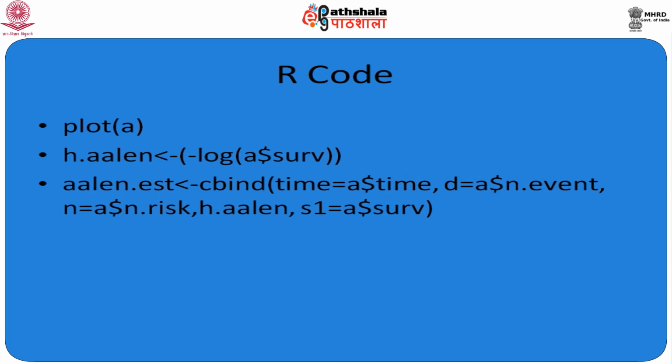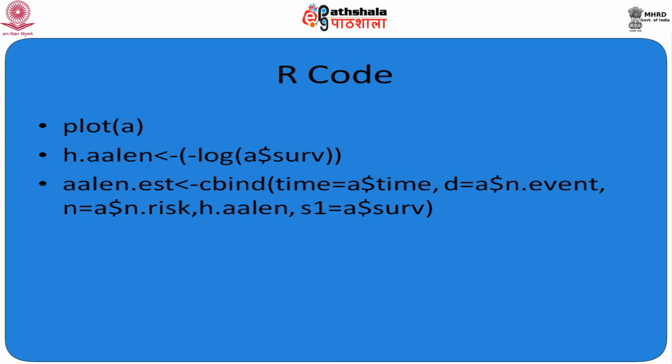Now we are plotting the same thing with minus log of the survival function, using the estimator we already assigned as A. Now if we put A asterisk surv within, and before that put minus log, and call it H dot Aalen, it will give us the hazard function values obtained from the Nelson Aalen estimator. If we ask R for H dot Aalen, it will give the hazard rate estimations obtained by the Nelson Aalen estimator.